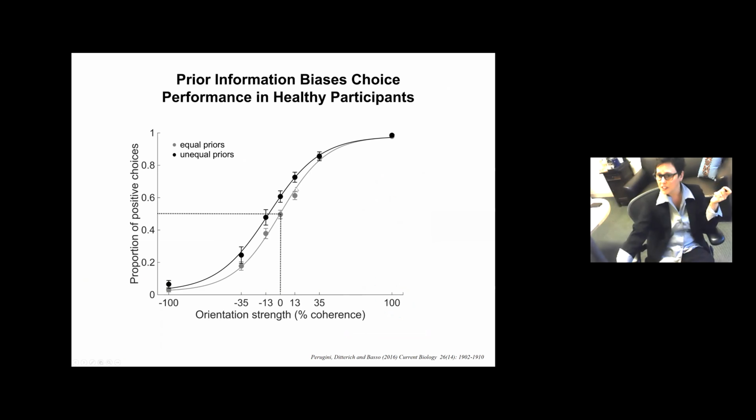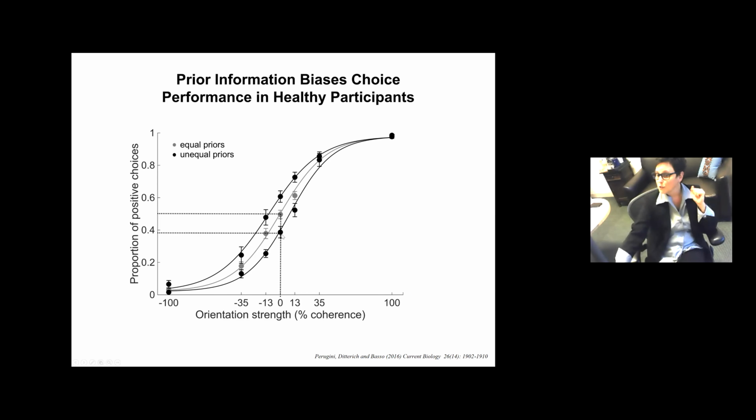So what you can see is what I showed you before, the gray. This is with the 50-50 probability. Here is now, the black is showing you when she varied the positive orientation, it occurred more often than the negative. Let's say positive is right, negative is left. And what you see is even in the 0% coherence condition, when there's no orientation information, they started to choose positive more often. So they were using that memory information.